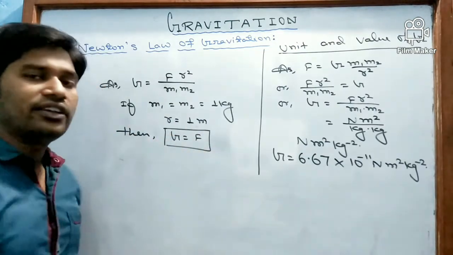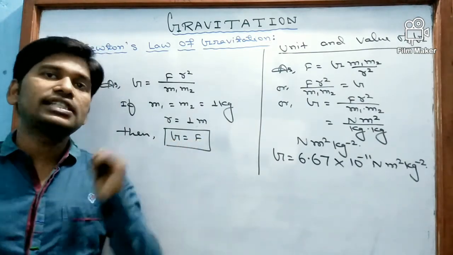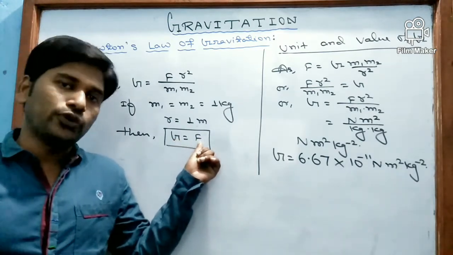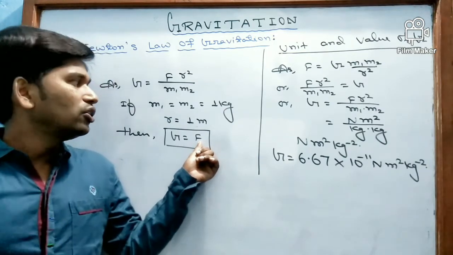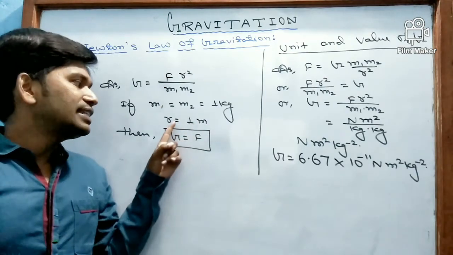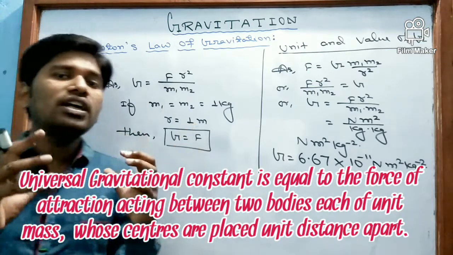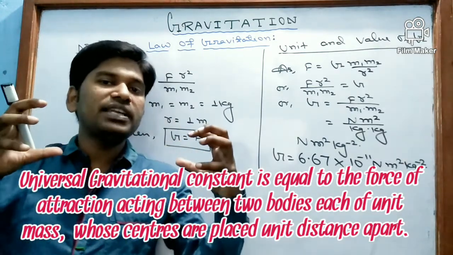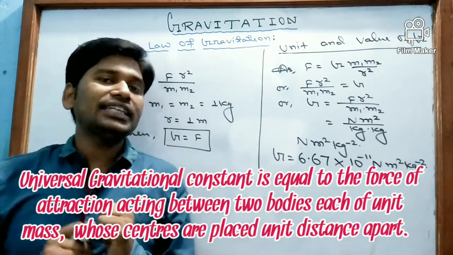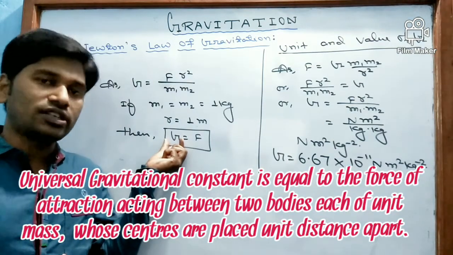So we can define the universal gravitational constant in terms of force. Universal gravitational constant is equal to the force acting between two bodies of unit mass separated by a distance of 1 meter. So if two bodies of unit mass are separated by a distance of 1 meter, the force of attraction acting between them is equal to the universal gravitational constant.